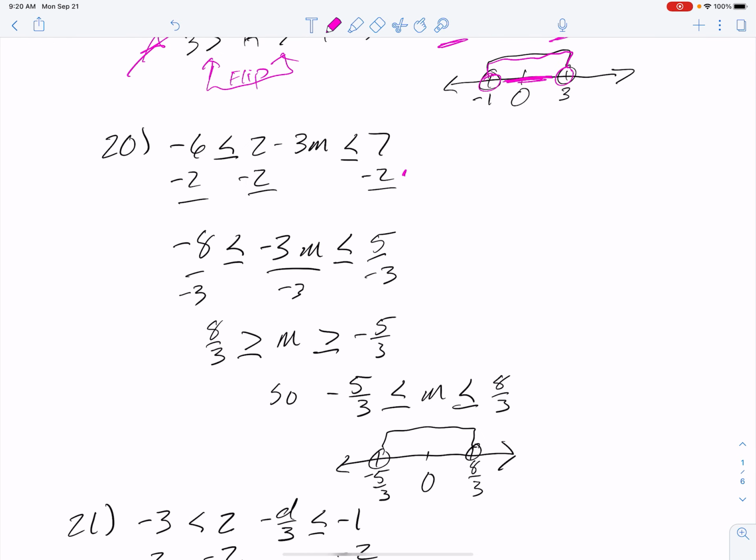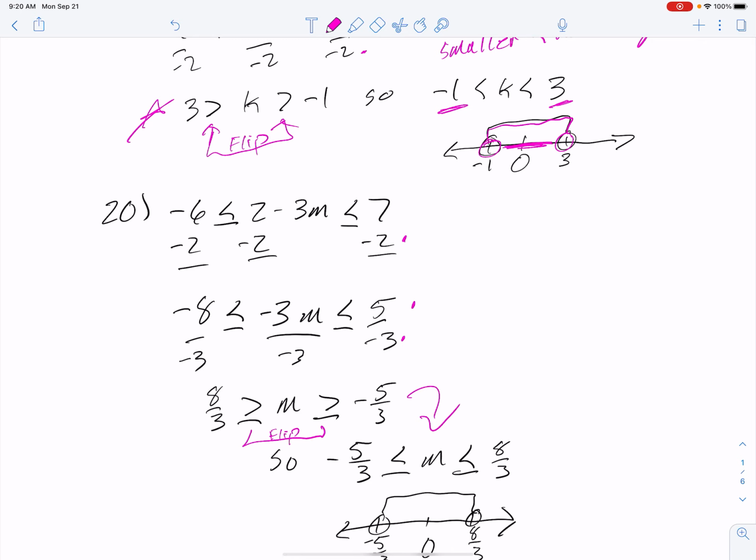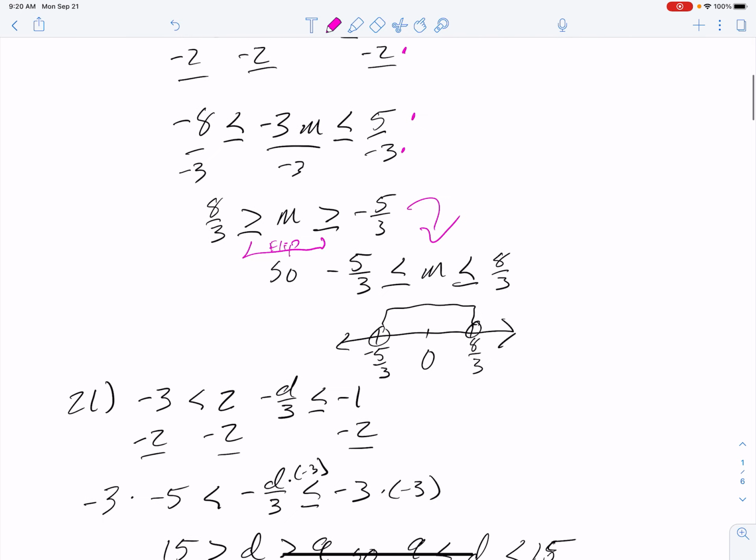I start by subtracting 2 from both sides. End up with -8 is less than or equal to -3m is less than or equal to 5. Divide by -3. Oh, sorry about that. Divide by -3. So again, you'll notice that I have flipped my inequalities, which again, I prefer to see my smaller value on the left. And it fits into that format, smaller value, less than variable, less than larger value. So I know that my graph is going to be in the middle.